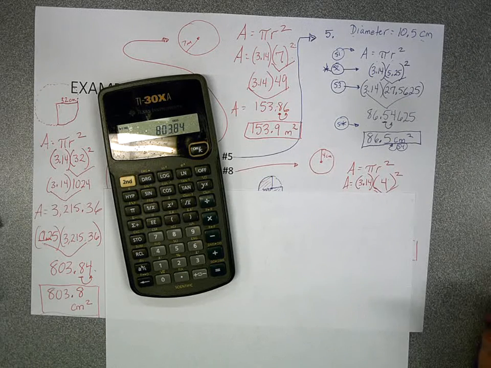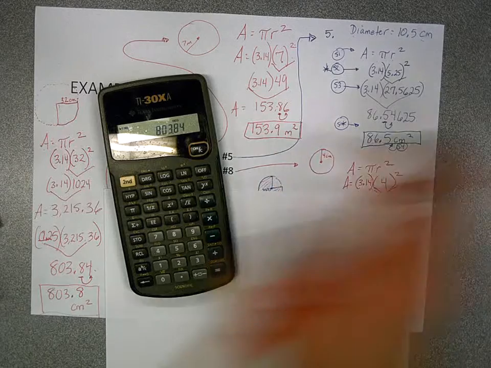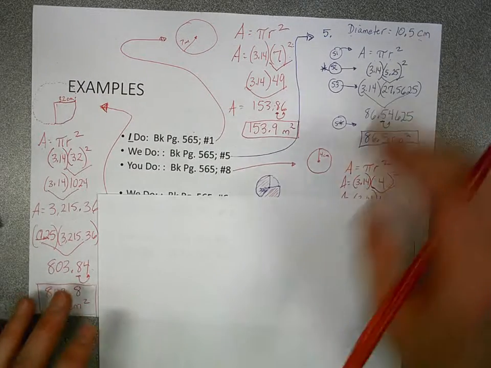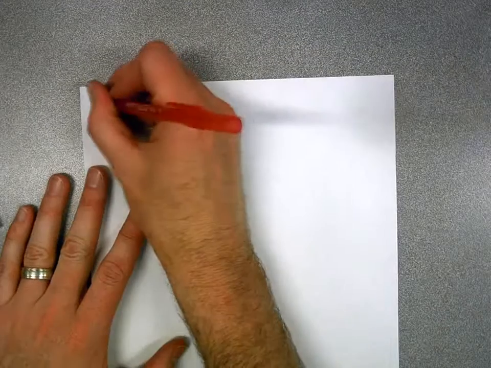Okay, questions? Okay. All right, and then the last type of problem. I'll flip it over to the back side. On page 565, let's take a look at problem number 7. Let's close read this word problem. Here we go.